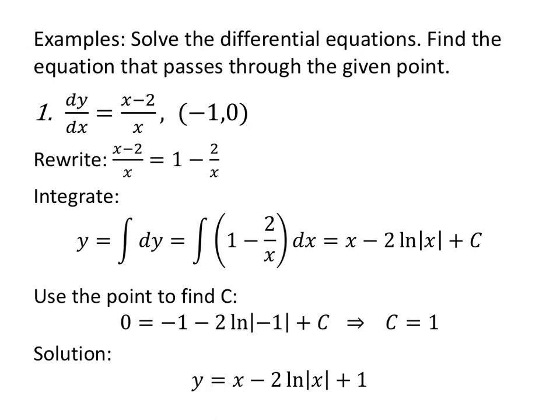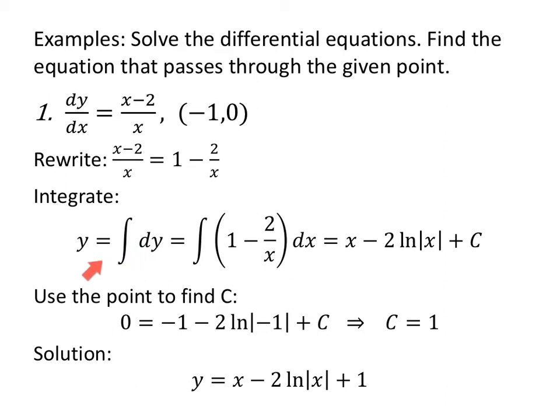Now, we have these things called differential equations. And in solving differential equations, it means we're going to find a function y that satisfies these conditions. So, we want to find the equation that passes through the given point. We want to find a specific antiderivative. So the first thing I'm going to do is take x minus 2 over x, and I'm going to simplify. X over x is 1 minus 2 over x. And multiplying both sides by dx, I'll have dy equals 1 minus 2 over x dx, and I could take the integral of both sides.